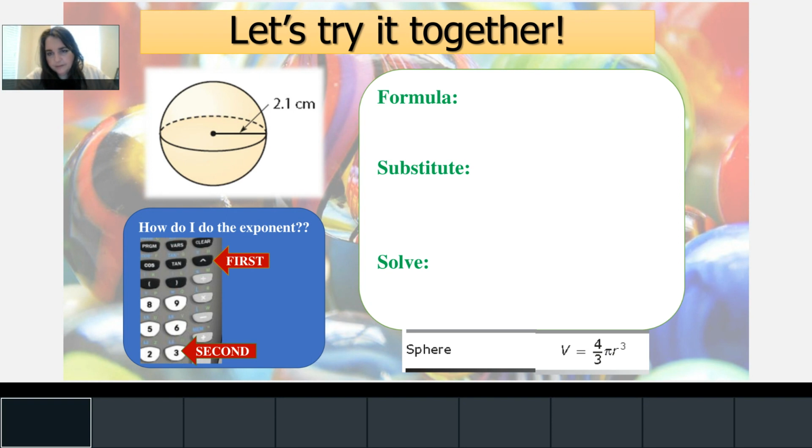Volume equals 4/3 times pi times our diameter, which is 2.1. We know that because of this. And then we cube that, right? So we put our caret and we put a 3 at the top of our caret. That's our formula. And we substitute in. Well, we've already substituted in. So we'll put that here. And then we solve. And when we solved, we got 38.77 when we round to the 100th. Okay. All right, good job, guys.